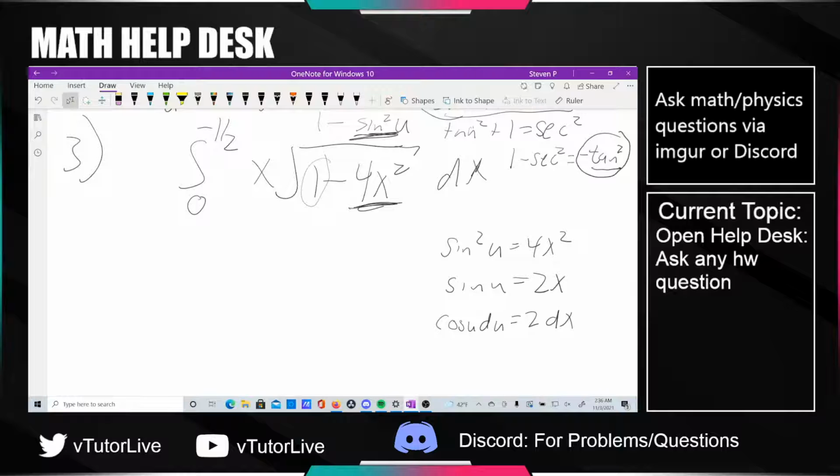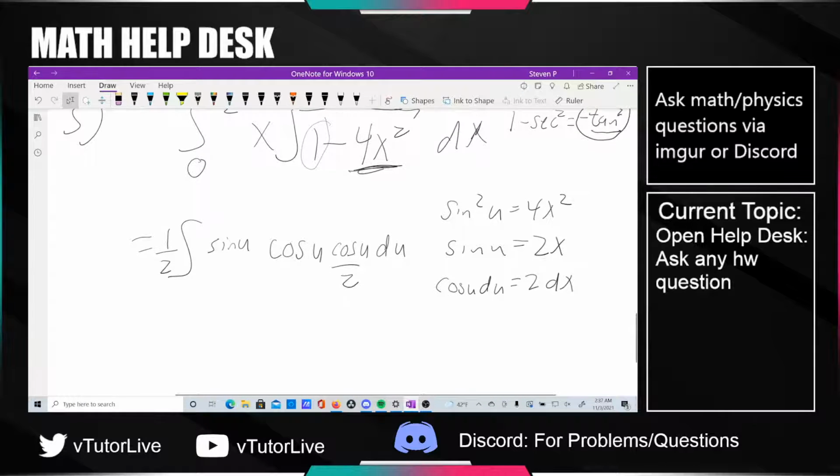Yep. So, okay, let's plug these in. So what's x? x is basically sine of u over 2 at this point. So I'll write the 1/2 in front. And then this turns into 1 minus sine squared, which is cosine squared. So the square root of that just leaves us with cosine of u, right? And then dx at this point is, what is it? Cosine over 2? Cosine u over 2 du. Starting to look pretty nice, right?